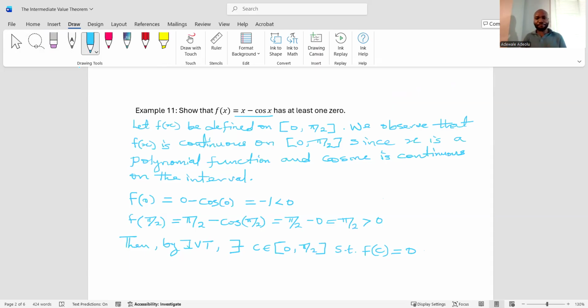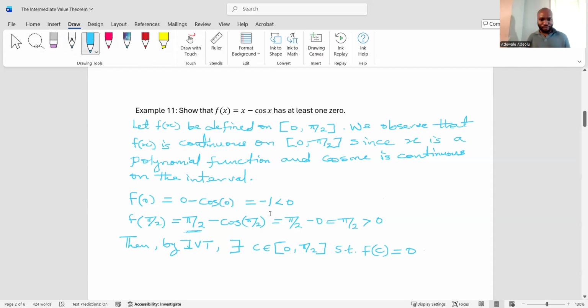I knew that at pi over 2, cosine will be 0, and definitely it will make whatever I'm picking for this guy to be positive. And at 0, cosine is 1. And since I'm having negative here, I knew that it will make me have a negative value here. So it is as simple as that.